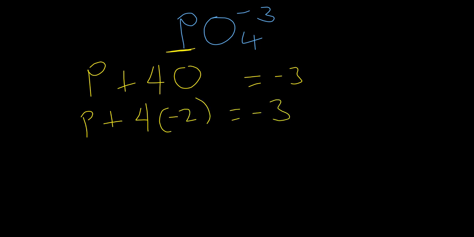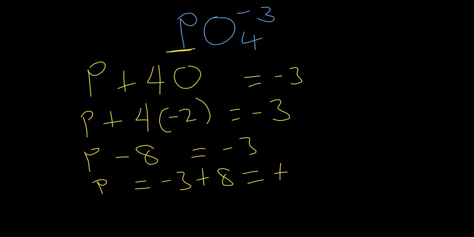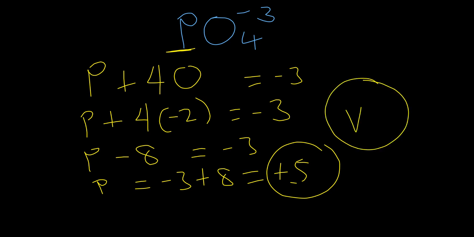So P, this will give us -8, equals -3. So P will give us -3 plus 8. -3 plus 8 will give us positive 5. So that's the oxidation state of the phosphorus in this molecule. 5 in Roman numeral will be V. So V is what we'll be using to name this compound. Let's look at the last example.